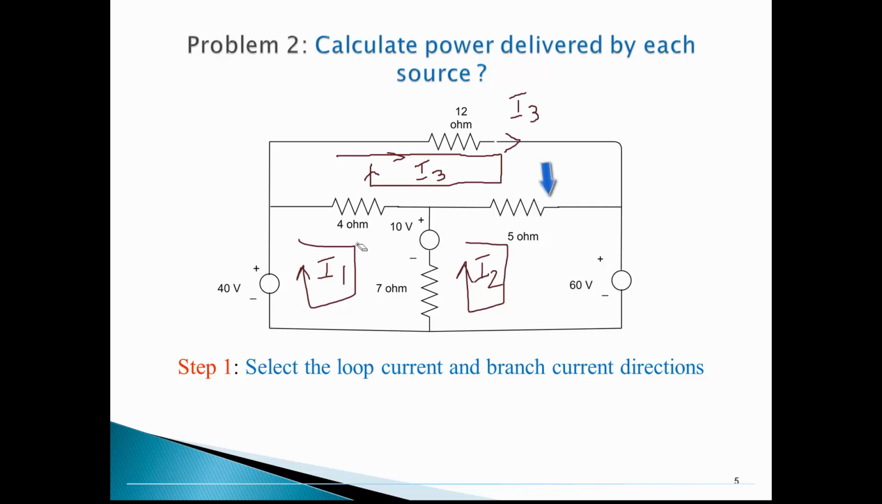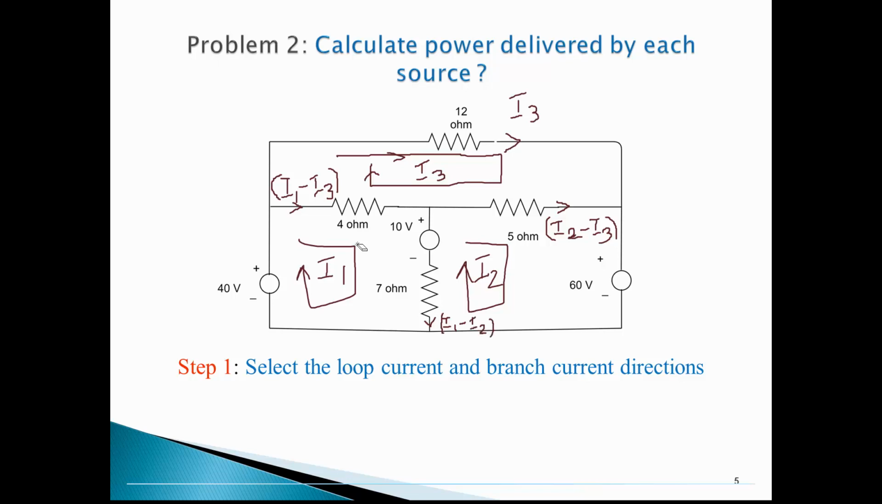Considering this 5 ohm, here I2 is flowing towards my right and I3 is flowing opposite. I have to choose one direction here. I am assuming I2 is greater than I3, so towards my right I have chosen this current direction. Similarly here I am choosing right. Once again I am assuming I1 is greater than I3, so I1 minus I3 here. Coming to the 7 ohm branch, I'll choose downward. That means I am assuming I1 is greater than I2, so the branch current is I1 minus I2.